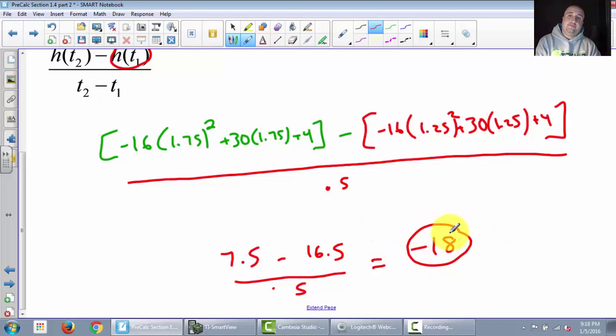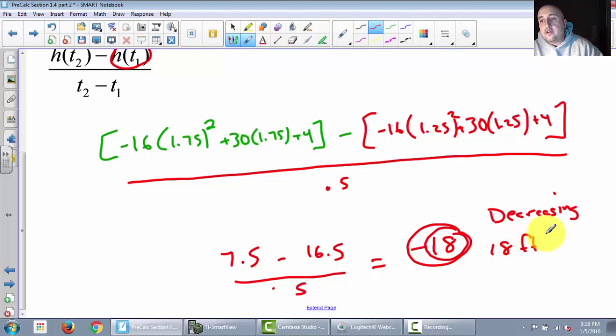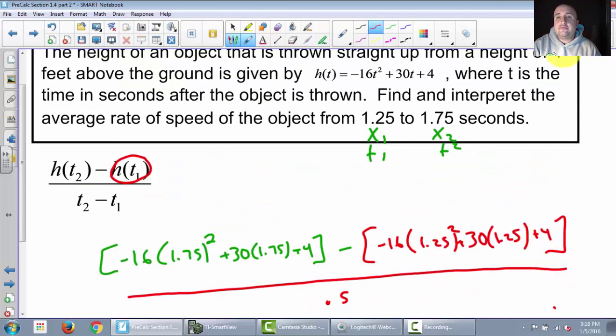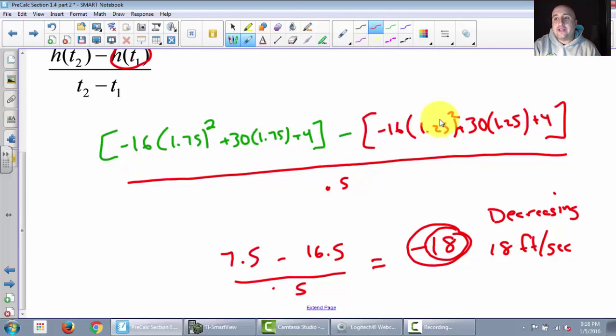Now, what does this tell us? Okay, the negative tells us our graph is decreasing, and the 18 part tells me that my average rate of speed is 18 feet per second. So our graph is decreasing at a rate of 18 feet per second. Okay, hopefully that makes sense. If you want to, you can graph this equation, and you could see from x equals 1.25 to x equals 1.75, the graph is going down at a rate of 18 feet per second.